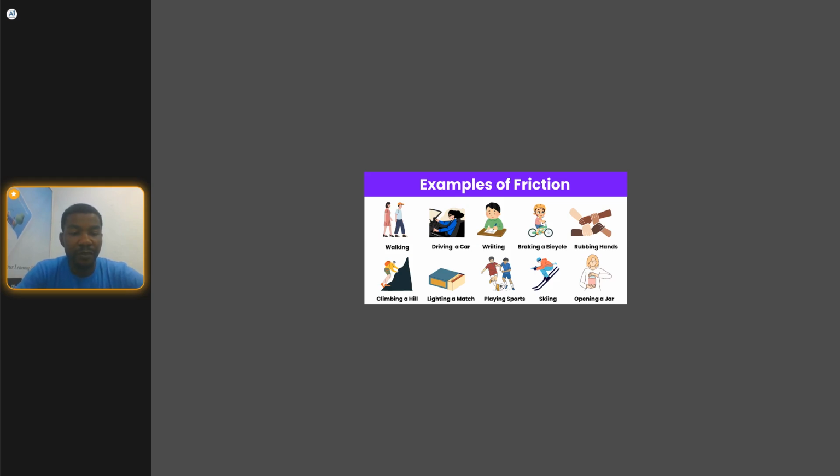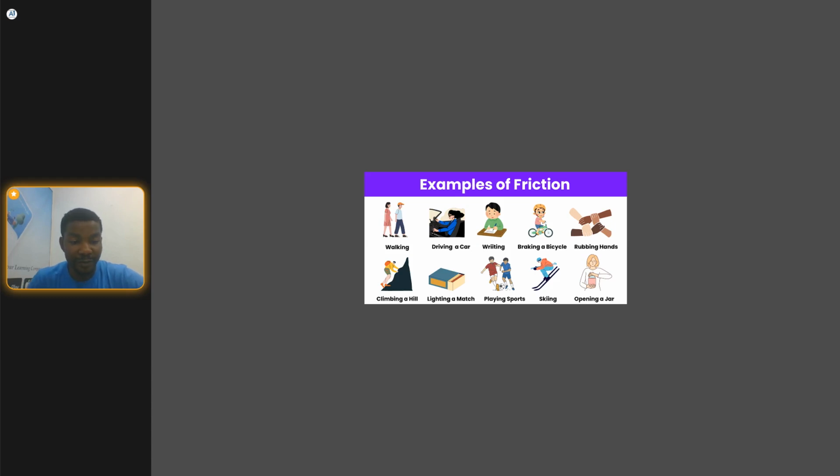Have you asked yourself before, why is the car moving on the road, and when you make use of the brake, the car stops? The concept behind it is the concept of friction. Friction enables the car to stop when you make use of the brake. Why is walking on the road possible? It is also a concept that deals with friction.